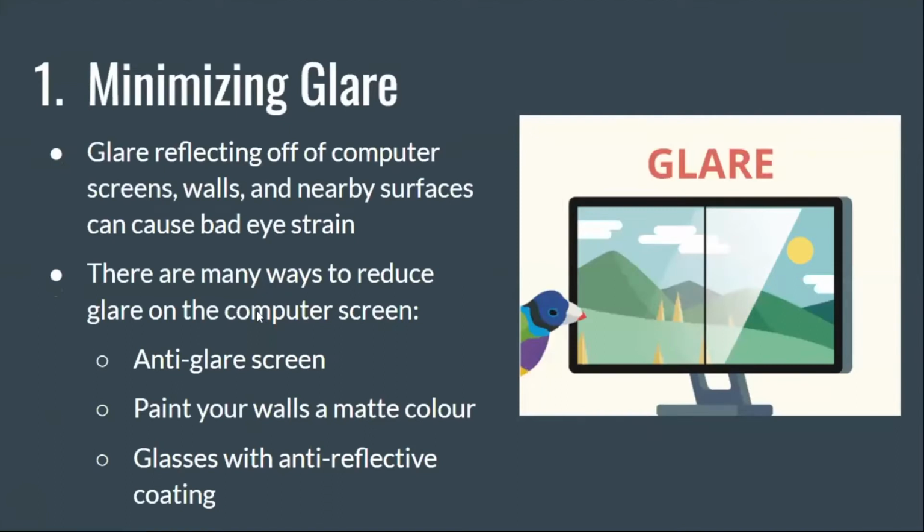The first one is to minimize the amount of glare. Glare reflecting off of computer screens, walls, and nearby surfaces can cause bad eye strain. There are many ways to reduce glare on the computer screens: an anti-glare screen, painting your walls in a matte color, or glasses with anti-reflective coating.